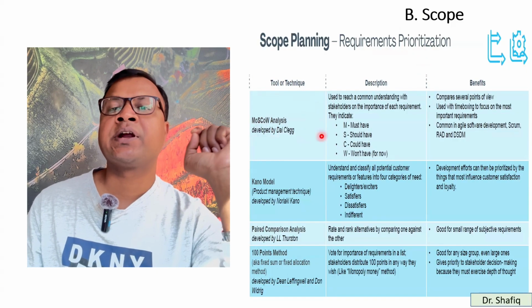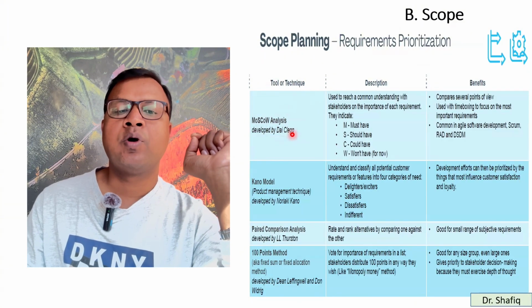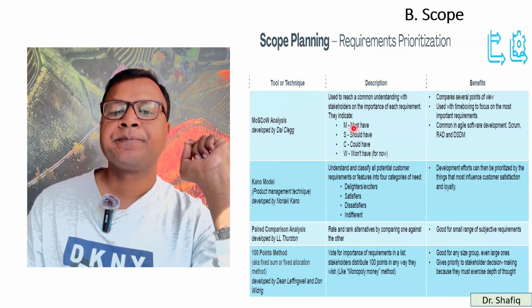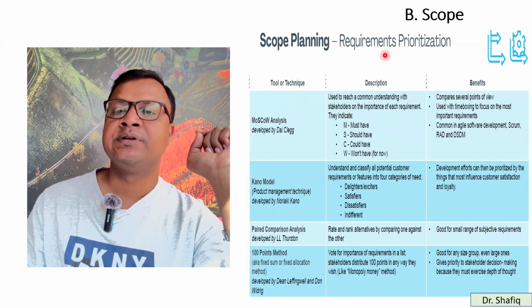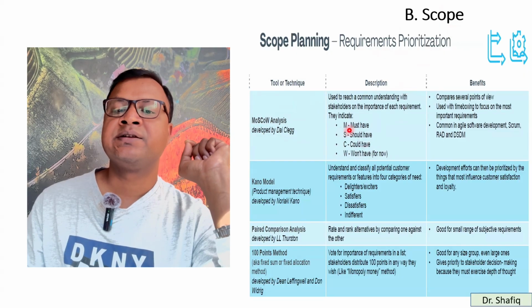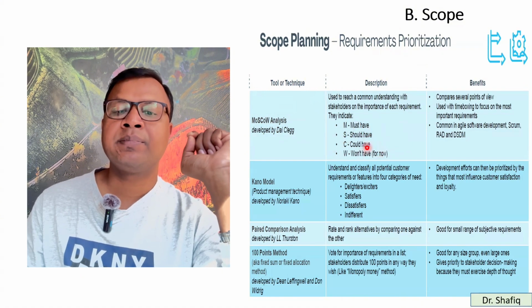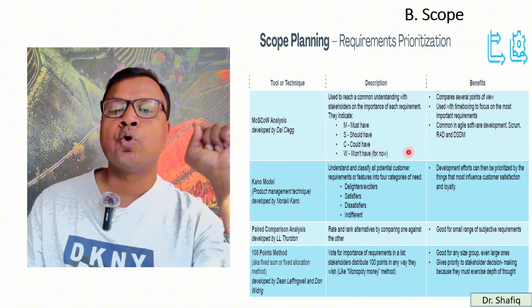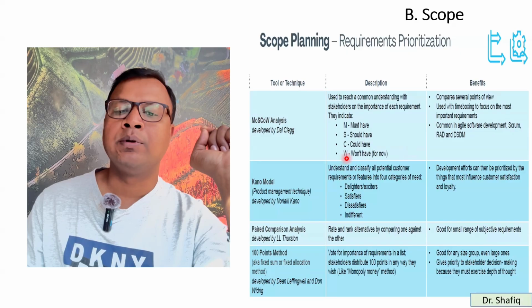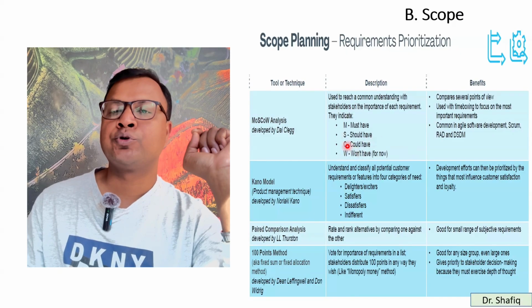One technique is MoSCoW analysis. What is MoSCoW? You see here, M means must have. The requirements that must have, it's M. The requirement that should have, it's S. The requirement that could have, it's C. The requirement that won't have, W. That's why we call it MoSCoW analysis.